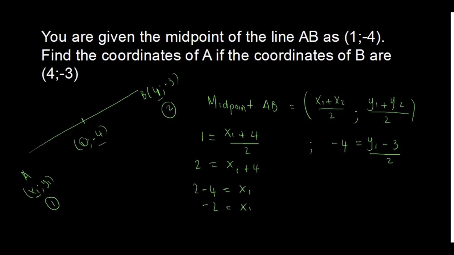Then let's find the y1 value. Negative 4 times 2 is going to be negative 8, which is equal to y1 minus 3. Okay, minus 8 plus 3, because you move it to the other side. Minus 8 plus 3 is minus 5, and that is our y1. Therefore, we can conclude that the coordinates of A are negative 2 and negative 5.